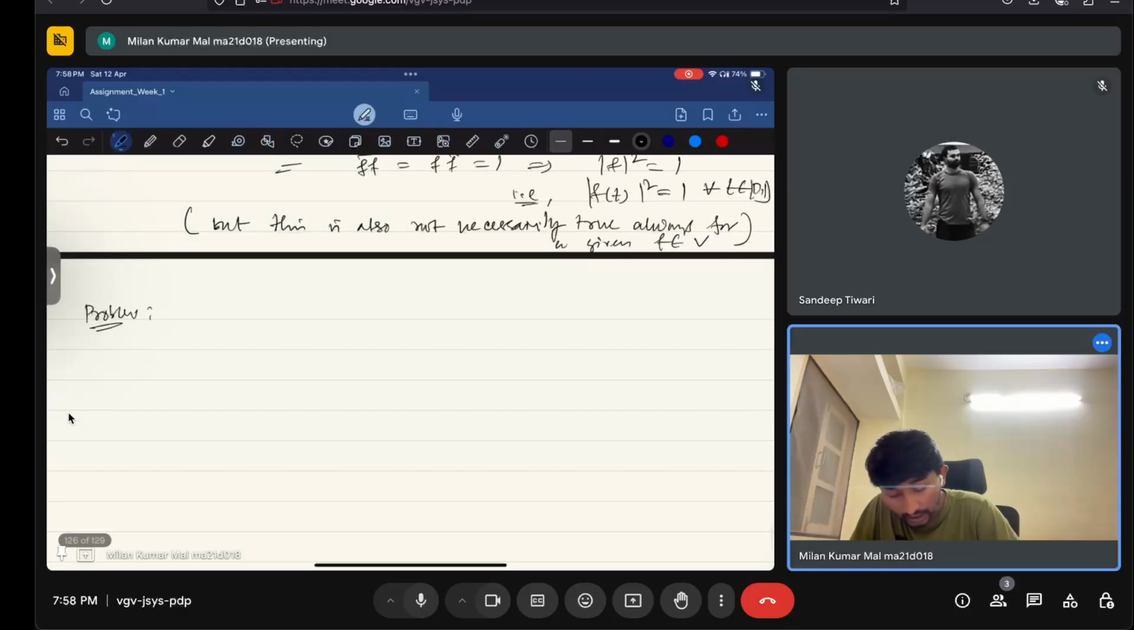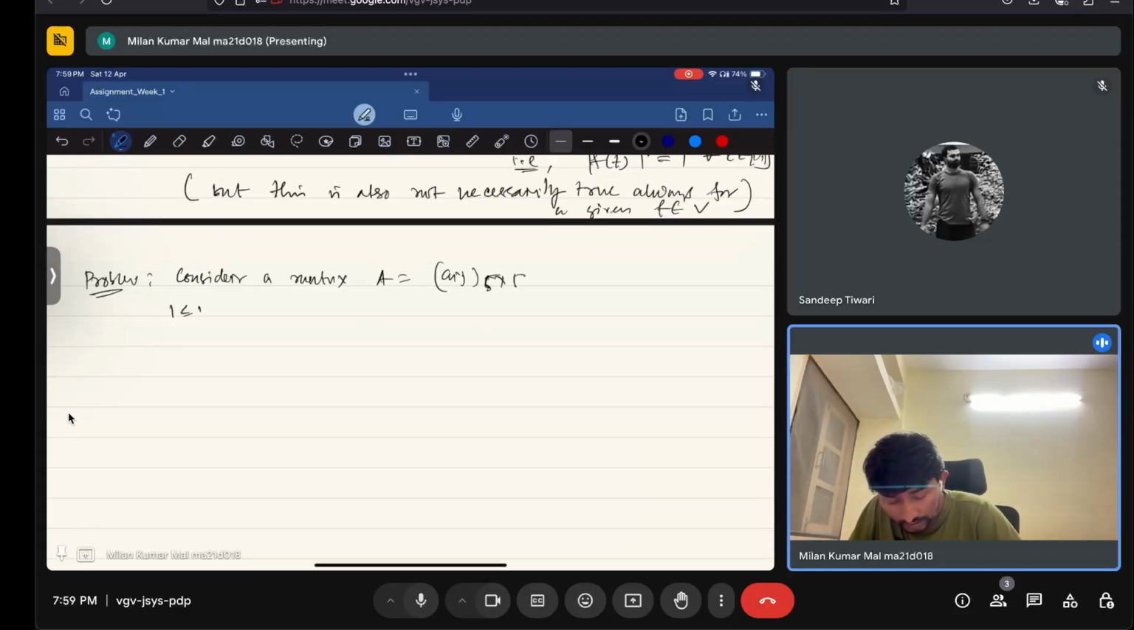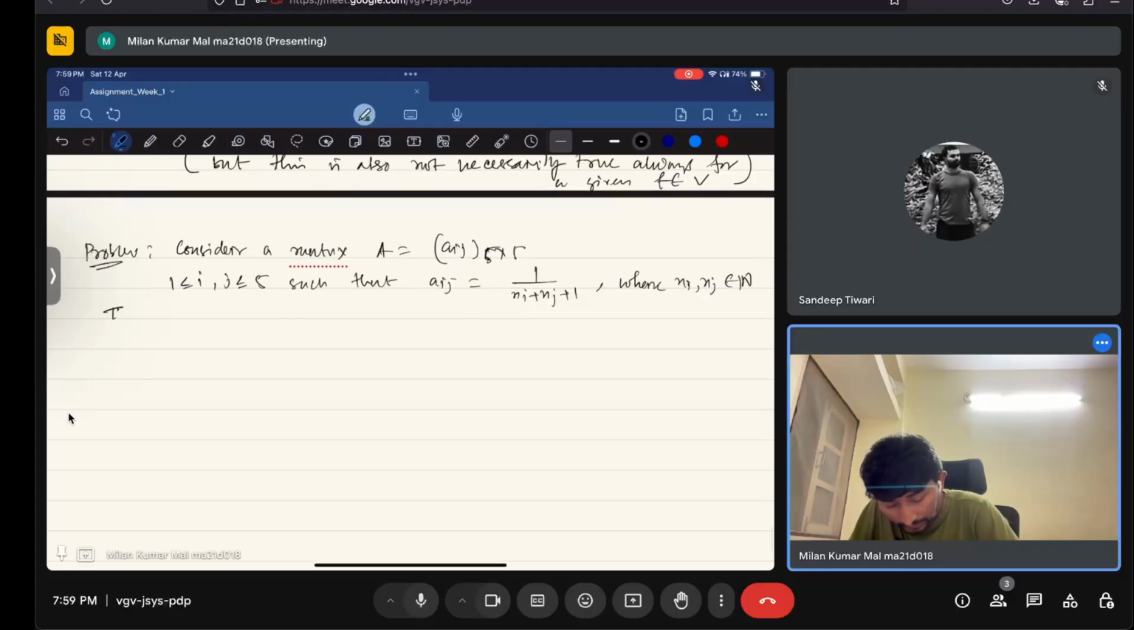Problem: what it says, consider a matrix A equals to Aij, this is 5 cross 5, with 1 less than or equal to i, less than j, less than or equal to 5, such that Aij is equal to 1 by Ni plus Nj plus 1, where Ni, Nj come from the natural numbers. Then in which of the following cases is A a positive definite matrix?